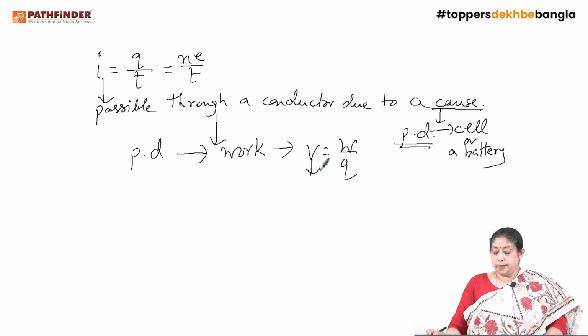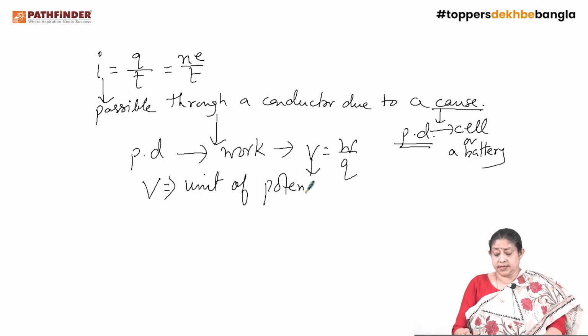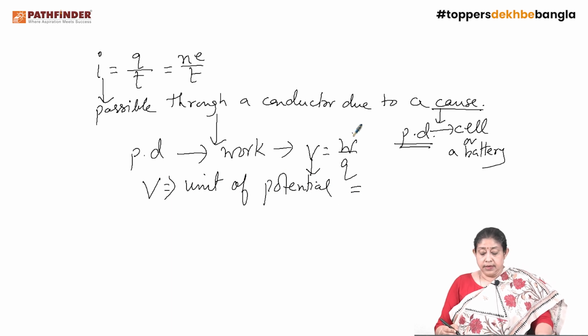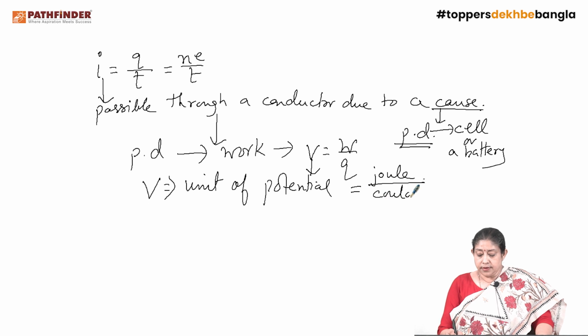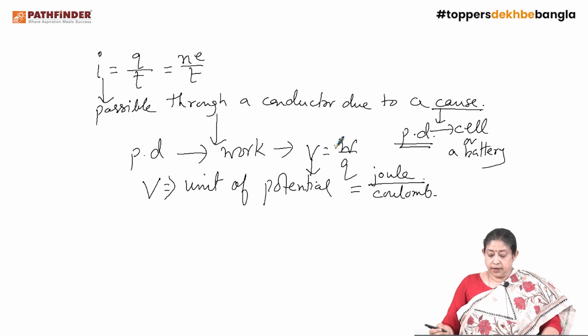Therefore, from this equation it is possible for us to find out the unit as well. V is equal to W by Q, so what is my intention? To find out the unit of potential, of course in the SI system. The unit of potential is equal to the unit of work in the SI system divided by the unit of charge in the SI system, that is joule for work and coulomb for charge. So we find that this joule per coulomb which is obtained from the above equation is as good as volt.